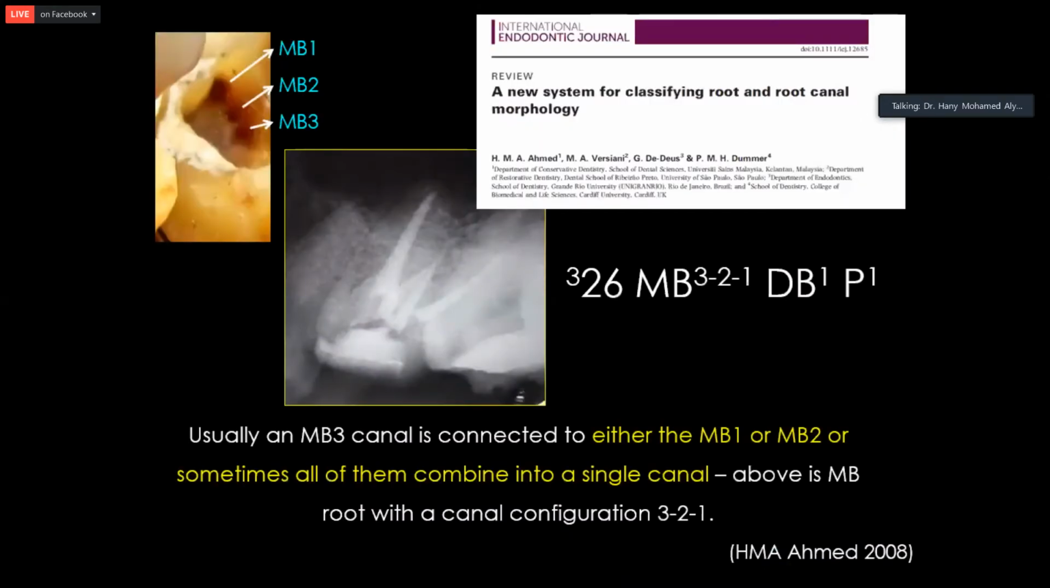Sometimes even we have a more complex canal in which we have the third mesiobuccal canal, the MB3. However, this one is very rare, but it can be found in some cases.